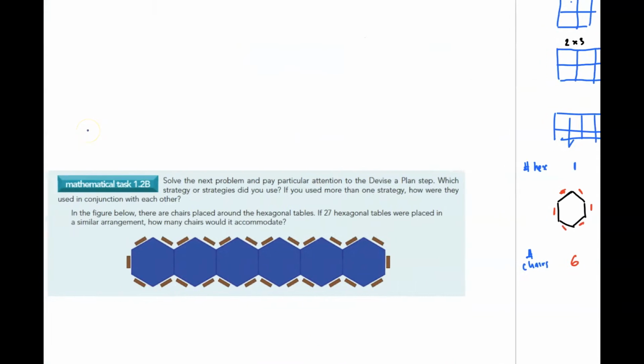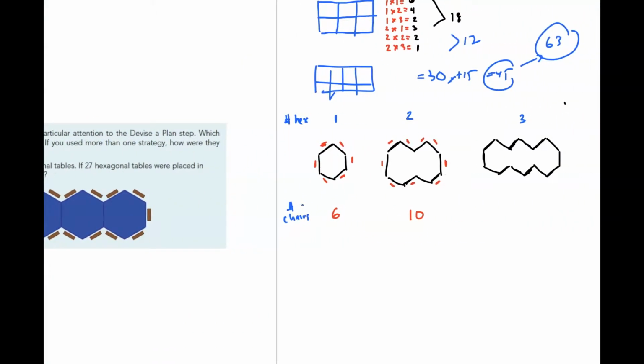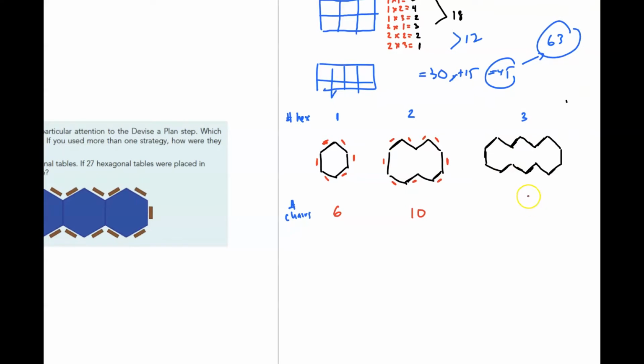And then this last one here is how many chairs would you have at the tables. I recognize a pattern on this one. Make it a simpler problem. There's 6, there's 10, and then this turns out to be 14 if you count them up. There's 1, 2, 3. So if you notice, there are 4 per hexagon. How many hexagons? 3. There are 4 per hexagon, and then plus the 2 on the end.